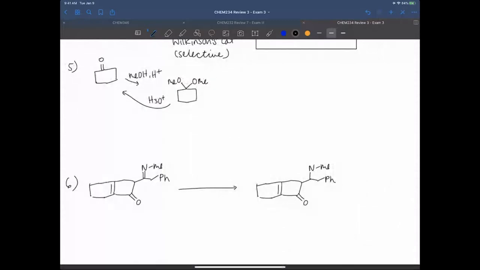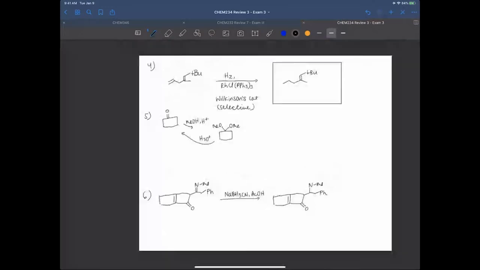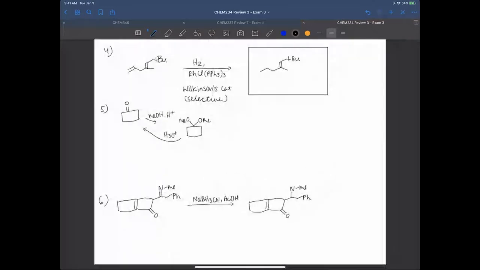Okay, what about the last one? You guys got it right there, it is sodium cyanoborohydride in acetic acid. Good. Okay, so stuff like that, don't let it get to you. I'm sure you guys might get flustered, but take it easy. Okay, you got this.